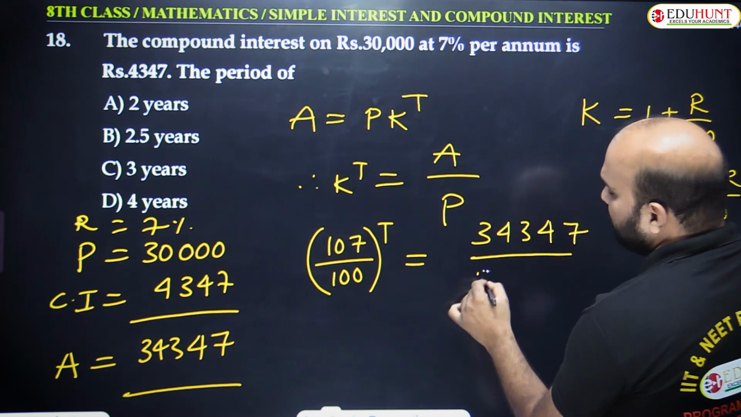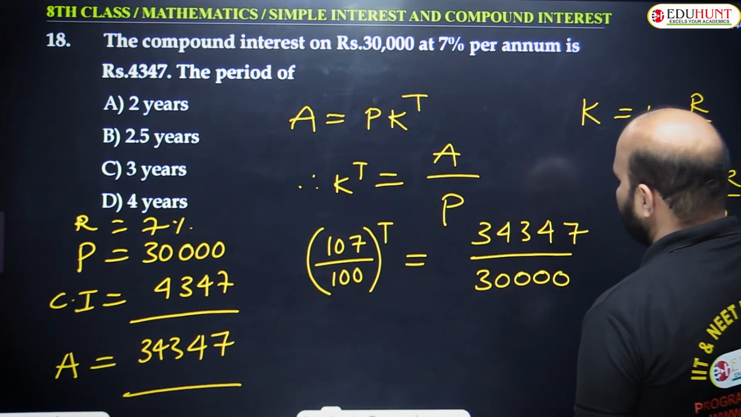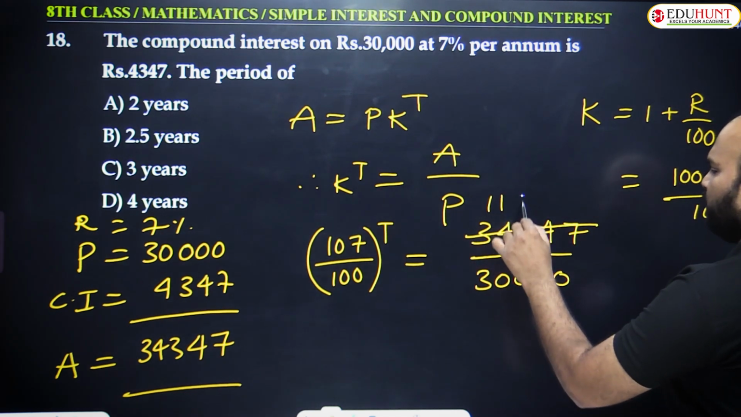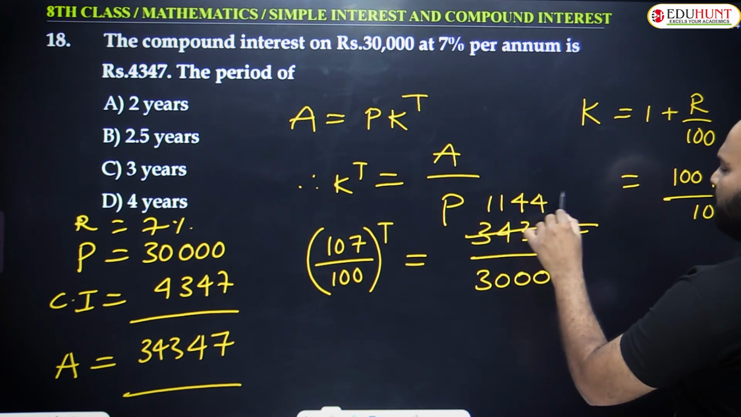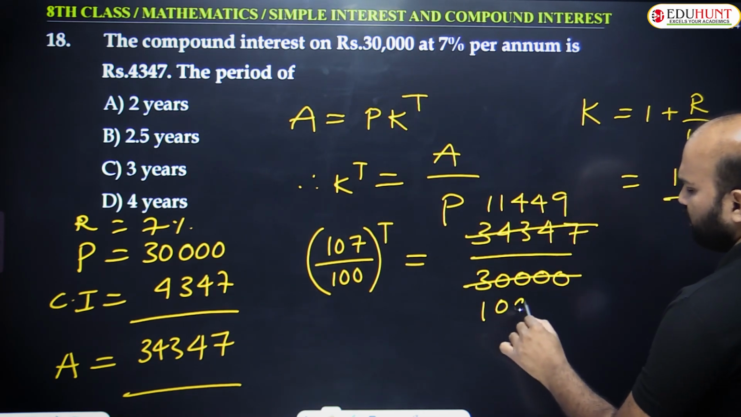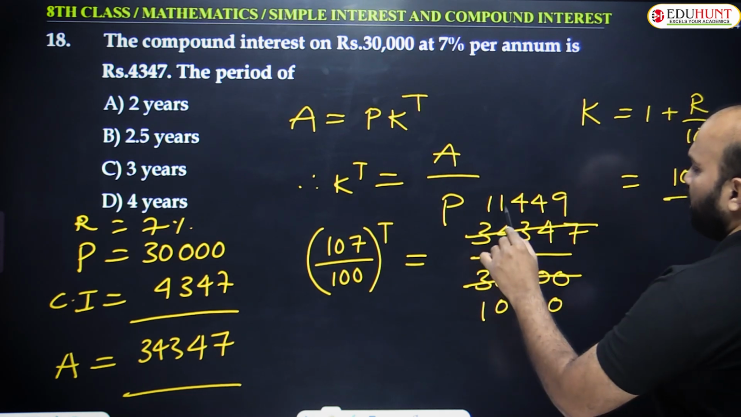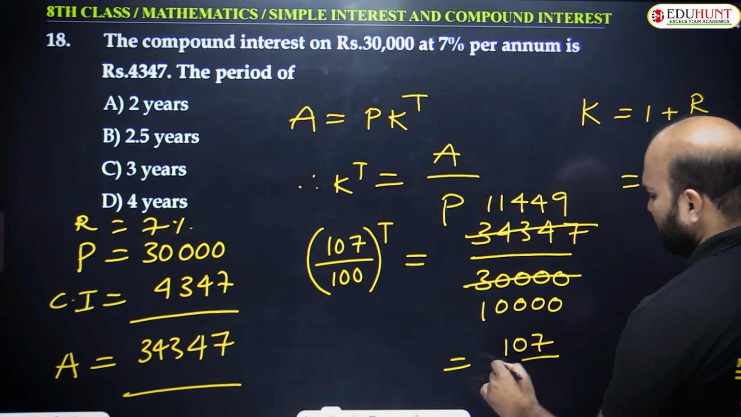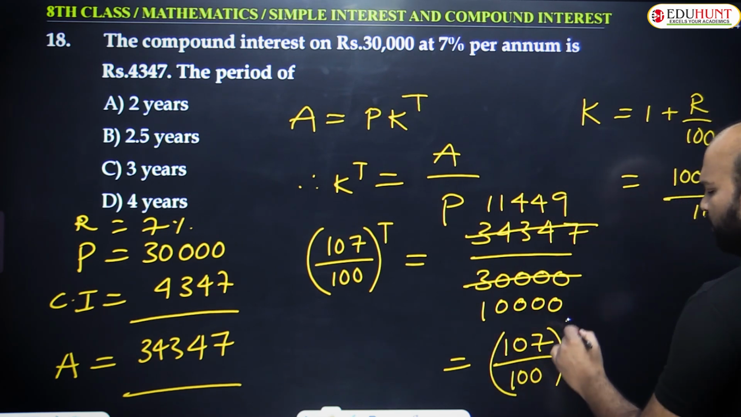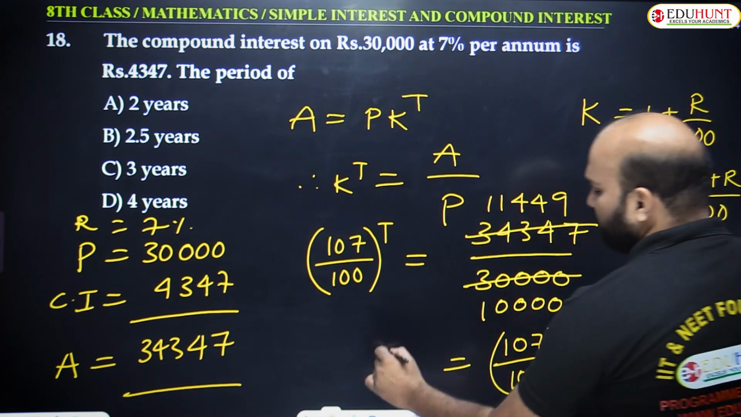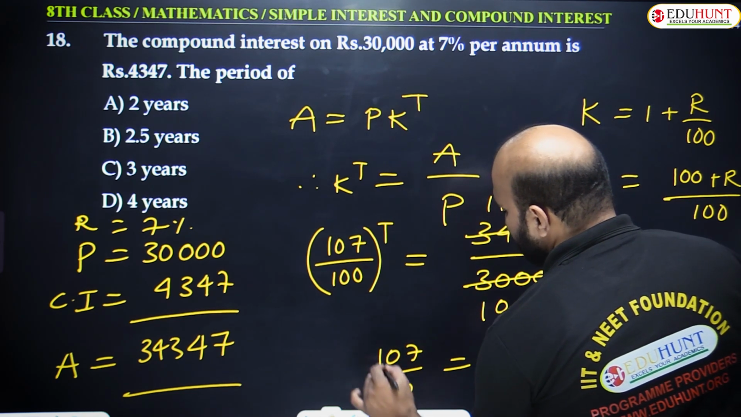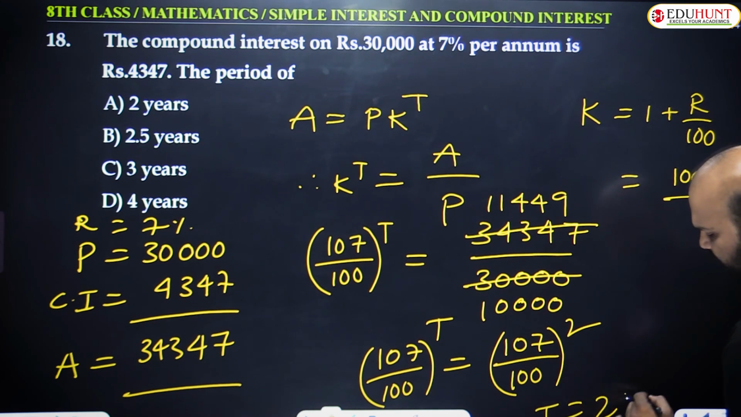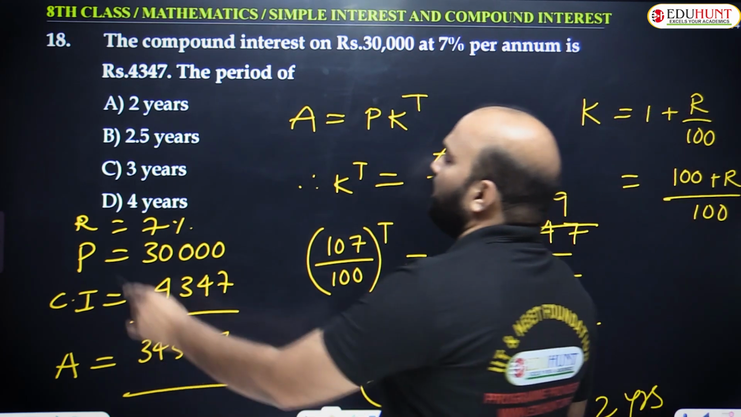34347 by principal 30,000. According to 3 table, 3 1s are, again 3 1s are, 3 4s are, again 3 4s are, 3 9s are. 10,000. So actually 11,449 is the 107 whole square value, and 10,000 is the 100 square value. So it can be written as 107 by 100 whole square equal to 107 by 100 whole power t. Bases are equal, then powers are equal. Therefore t equals 2 years. 2 years, option A is the right answer.